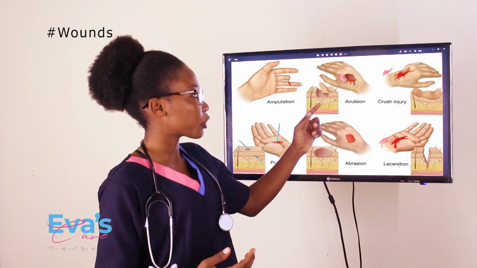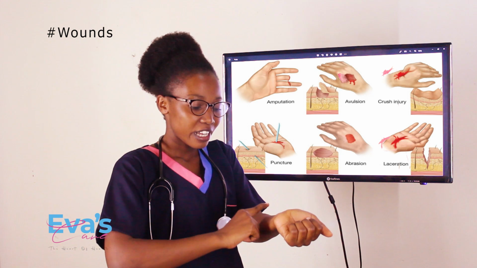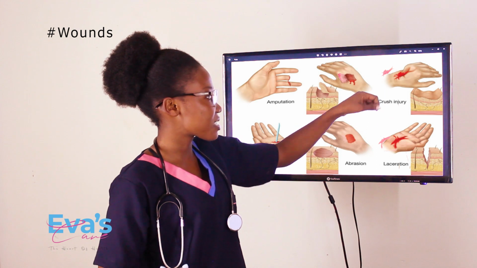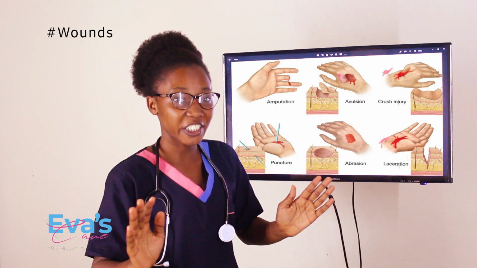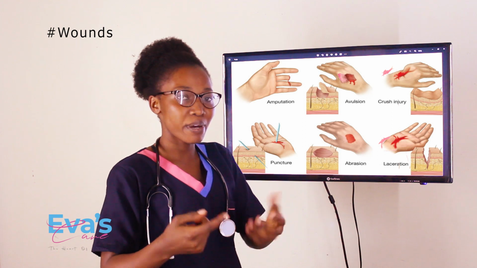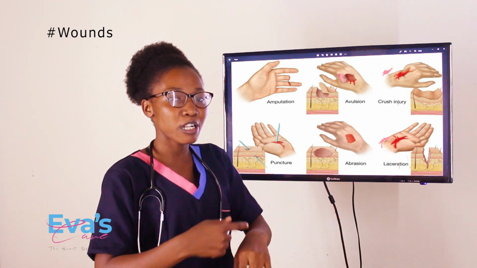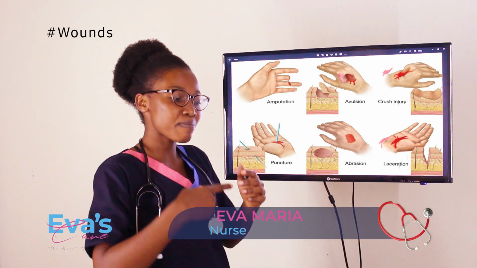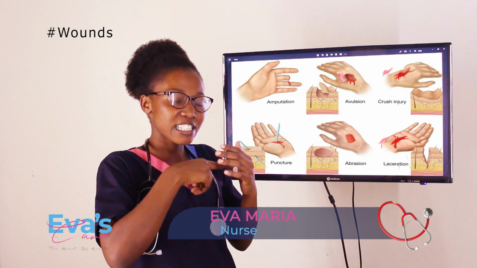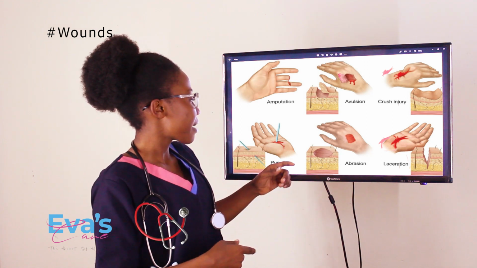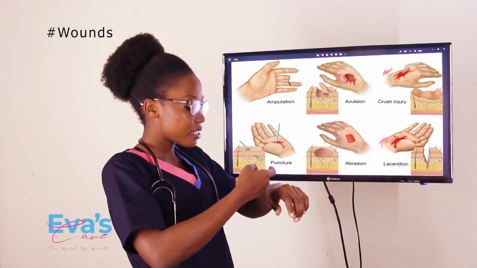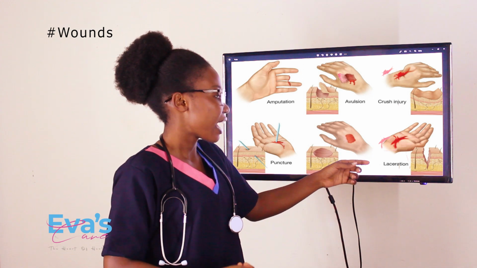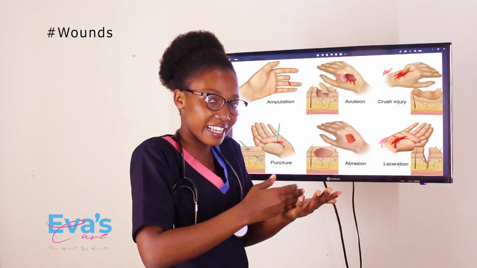We have an avulsion. This includes a deep tear of the skin. We have a crush. As you hear the word crush, that wound is evidenced by multiple tears in the skin. We have a puncture. A puncture involves something entering the skin, and it can penetrate deep. We have an abrasion. It is like a peeling off of the epithelial tissue. We have a laceration. A laceration is like a deep break in the tissue.